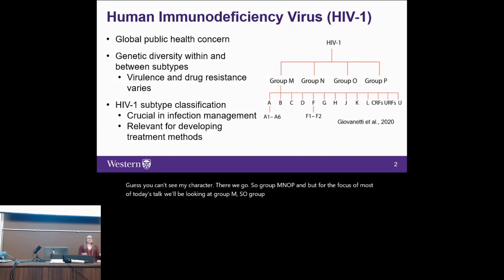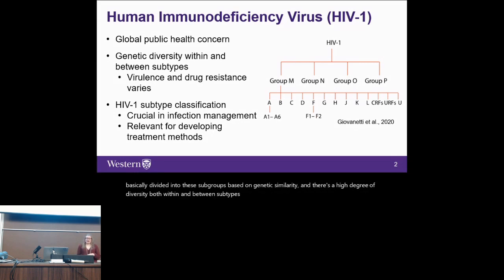So group M is further divided into over 100 different subtypes. So there's pure subtypes that are denoted with letters A through K, and a number of recombinant subtypes that are circulating recombinant forms. So they occur from recombination events between other pure subtypes and other recombinant forms. HIV is basically divided into these subgroups based on genetic similarity. And there's a high degree of diversity both within and between subtypes.